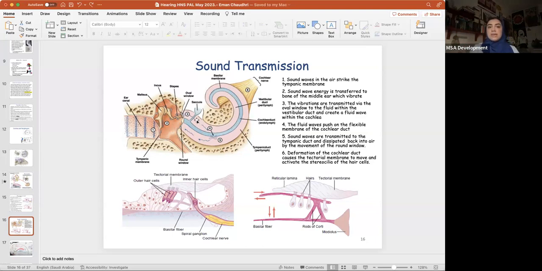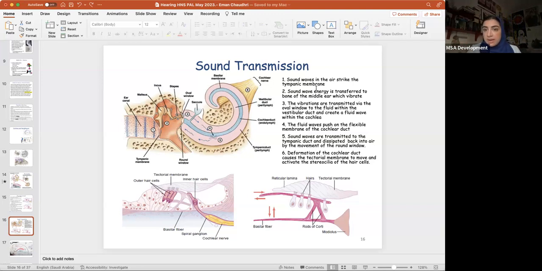So what happens is the sound waves are going to go through, move the perilymph, and then exit through the round window back into the air. And this allows for the pressure to stay basically equal and normal at all times. And that's basically what you need to understand about that, okay?